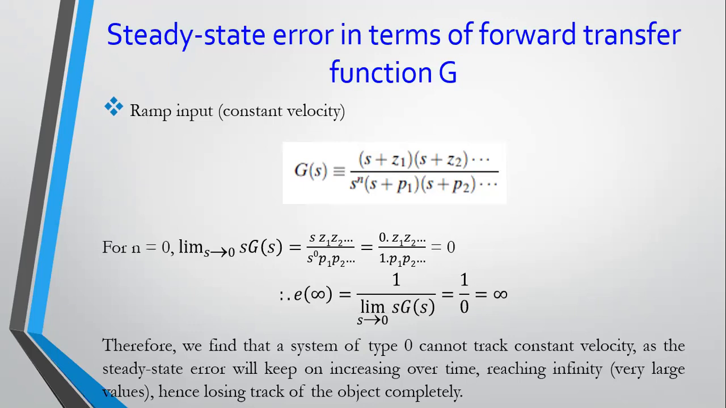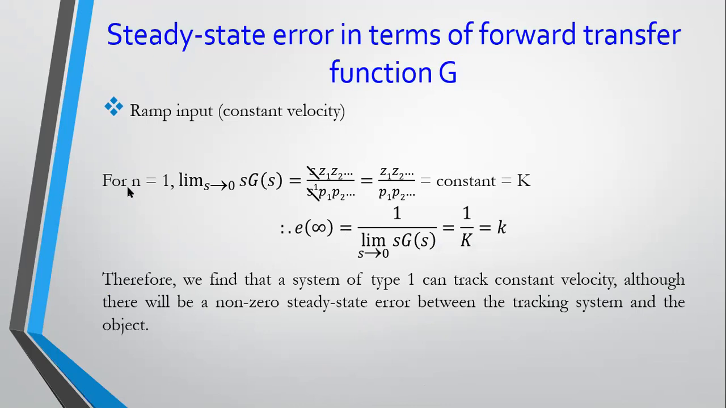Interesting. Now, if we were to consider a type 1 system, same analysis, except that, of course, the denominator now has s power 1 because the type is 1. So this s here is cancelled out by the s in the numerator. So now you get a constant term. And just like we saw earlier, the steady state error is 1 over that limit. So 1 over K, you get a constant. It means now a type 1 system is able to track a body moving with constant velocity, but with a non-zero steady state error. You have a constant error in your final steady state.